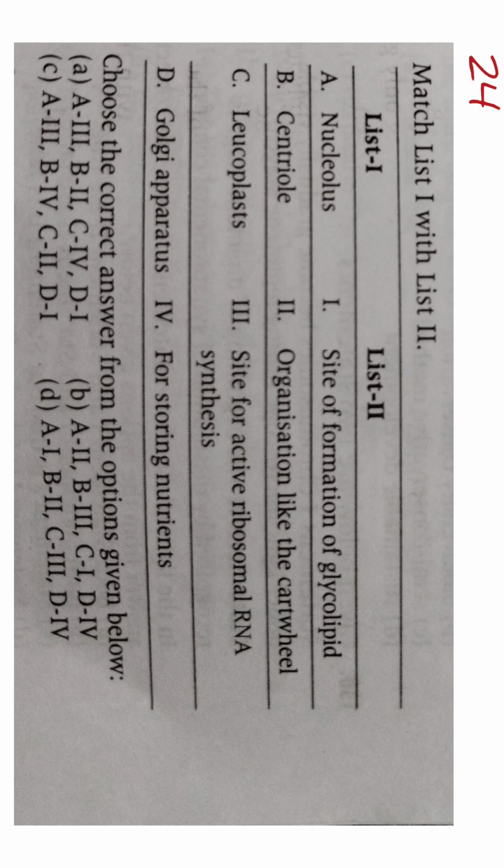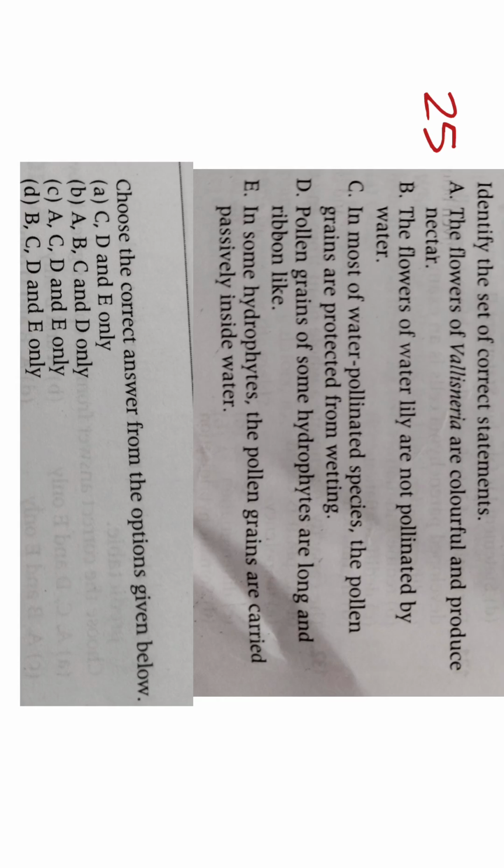Question 24. Match list 1 with list 2. You can see list 1 and list 2. Choose the correct answer from the options given below. The answer is option A. So next, question number 25. Identify the set of correct statements. You can see various statements there. Choose the correct answer from the options given below. The answer is option D, B, C, D, and E only.